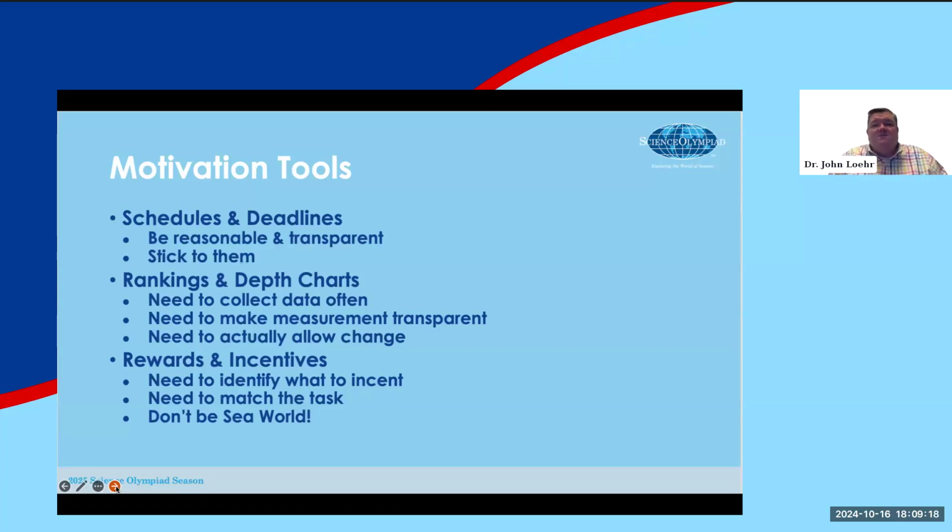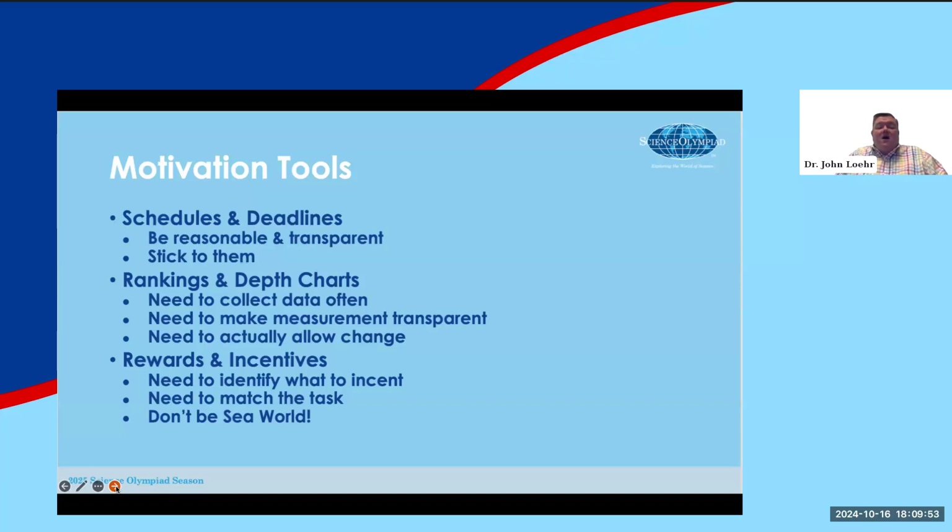A lot of teams do rankings and depth charts. That's great. That works, right? But you need to collect data often, and you need to make sure that things change. Because nothing's worse than telling them your performance in practice and the work you do between now and the tournament is going to determine where you fall for an event, but then if you never change anything and never highlight the fact that things change, that's no longer a motivating tool.